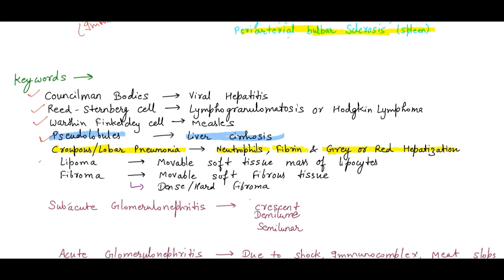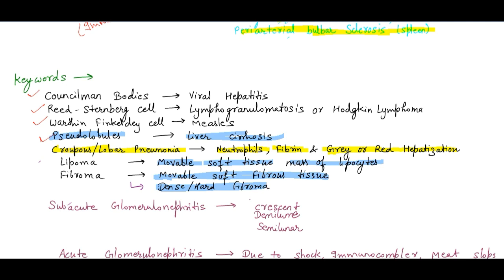Then what are the lipoma and the fibroma? Lipoma, I told you, is a movable soft tissue mass. What is the lipoma? Lipoma is mesenchymal, remember, a benign tumor. What is the benign tumor? Mesenchymal. The lipoma is a movable soft tissue mass of fat cells. And what is the fibroma? Fibroma can be dense and hard. A movable soft fibrous tissue mass is our fibroma.